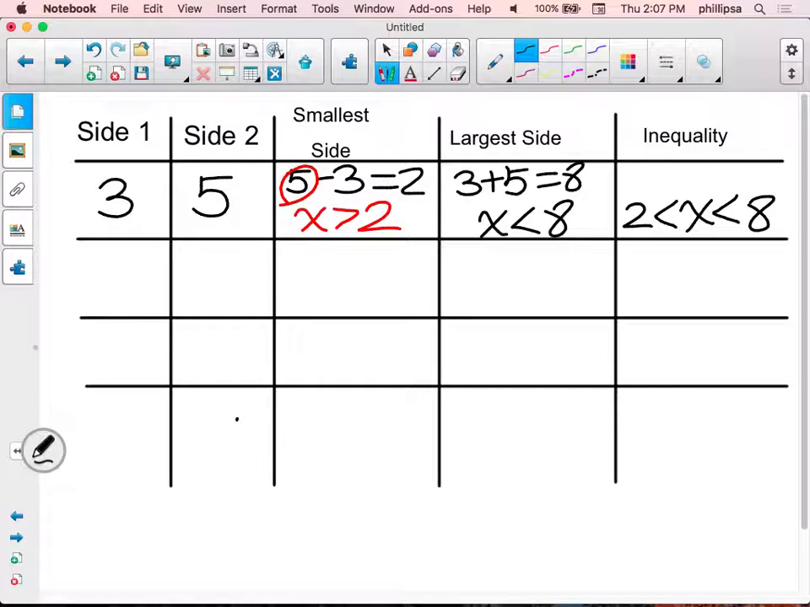Okay? Let's do one more together. What are the two known sides here? 4. Okay. The smallest possible side is found by taking the numbers and subtracting them. But it must be greater than the difference. So let's find the difference. Think about why this one makes sense. The difference here is 0. Can you have a distance of 0? No. So this one makes total sense why it has to be greater than the difference. But it can also be less than the sum.